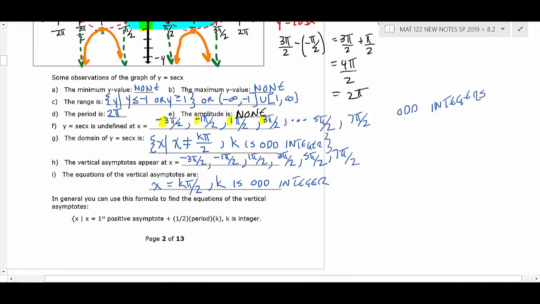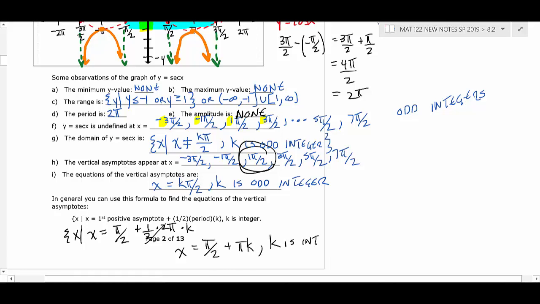same thing would apply. So let's do this like this. Now you can get a different answer. So you could say set of x. The first positive asymptote I had, I think, was pi over 2. So I could say pi over 2 plus 1/2 the period. The period's 2 pi times k, and k is an integer. So that would cross out. So you could also say x is equal to pi over 2 plus pi k, where k is, in this case, an integer. It's not an odd integer. So if you follow this formula, that will give you an acceptable answer to the problem.